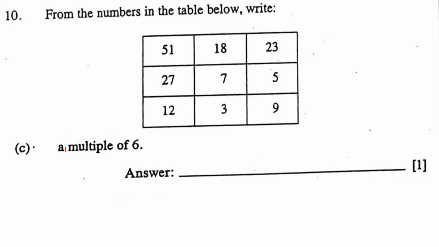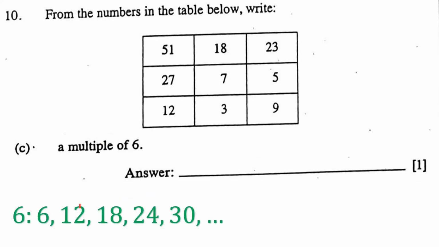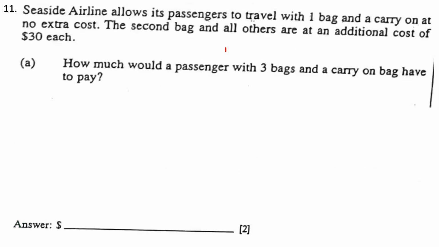Here it says 10C, we want a multiple of 6. Multiples of 6 are 6, 12, 18, 24, 30, and so on. So from this table, we have different multiples of 6. We have 12, that's a multiple of 6. We also have 18, that is also a multiple of 6. So we could choose either 12 or 18, it's up to us. So I'm going to choose 12, but 18 is also a multiple of 6. Okay, let's move on to the next question.